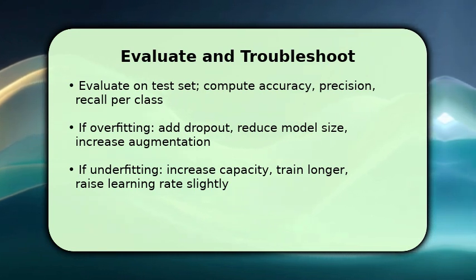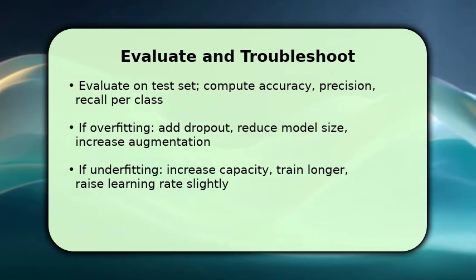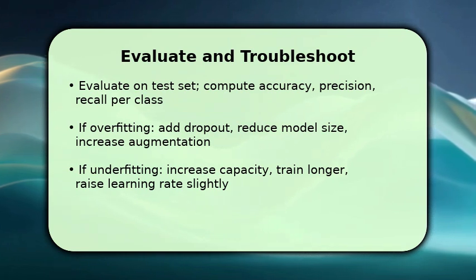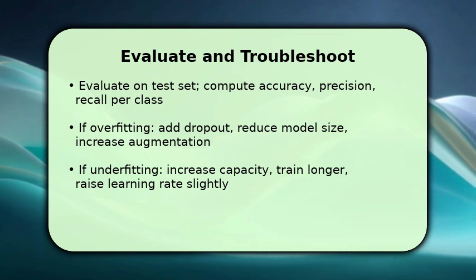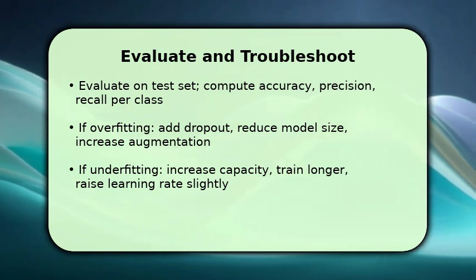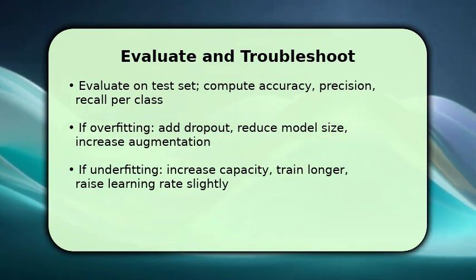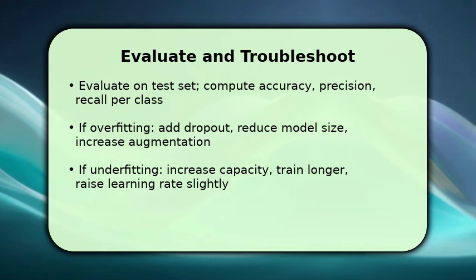If performance lags, diagnose. When training accuracy far exceeds validation, you likely overfit, add dropout, simplify the model, or boost augmentation. Conversely, if both accuracies are low, increase model capacity, train longer, or raise the learning rate a bit.